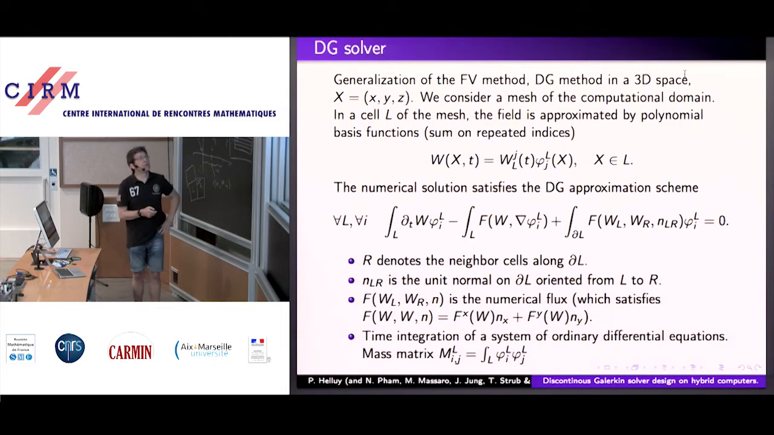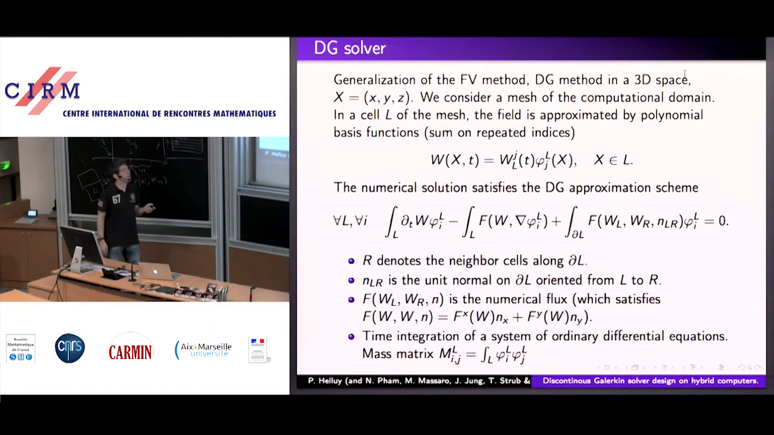And you have to invert here a mass matrix, Mij of L, which is given by this. What is very interesting is that in the discontinuous Galerkin method, the mass matrix is easy to invert because it's a block diagonal matrix. Each block is associated to one element. And you can go even further because, with a good choice of numerical integration, you can actually have a diagonal mass matrix.